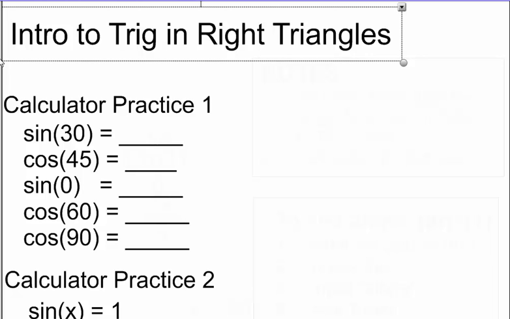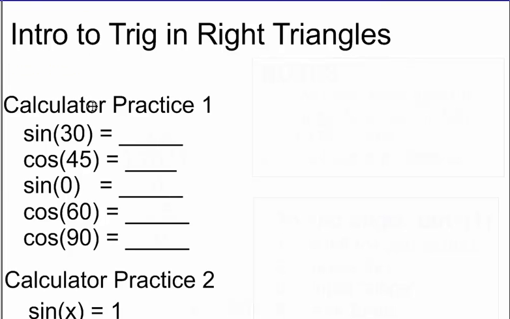Just going to run through a quick review of what we saw in class when we were first looking at trig and right triangles. So first, just a little bit of calculator work. If you have an angle given to you, sine 30, sine 45, you know the numeric value of the angle, then it's just a matter of using the calculator straight away.